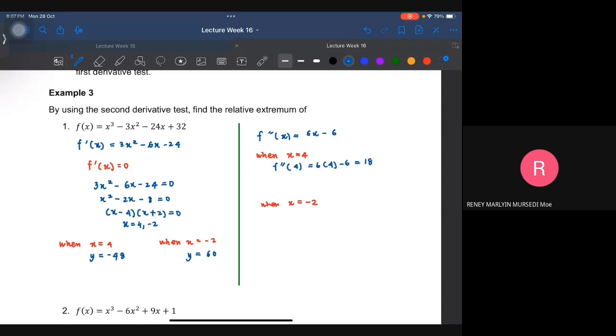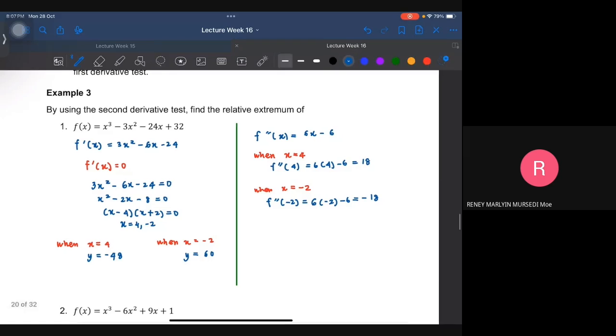Okay, and then when x is equal to negative 2, so f double prime negative 2, ni adalah nilai f double prime. Okay, so f double prime kita dekat sini kita akan dapat 6 times negative 2 minus 6 is equal to negative 18. Okay, so kita dapat dua value. Right, so apa sebenarnya yang kita perlu buat dengan these two values yang awak ada? Okay, so the first value kita ada dia is greater than 0, and then second value awak ada dia less than 0.